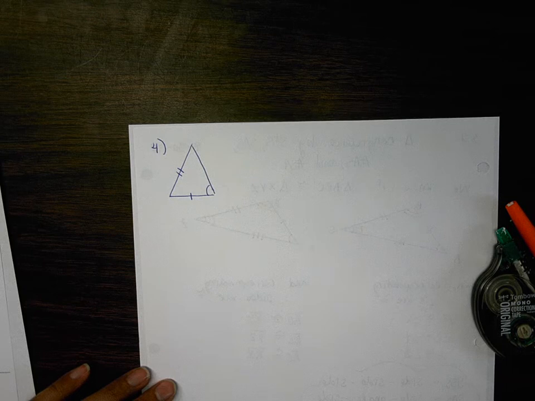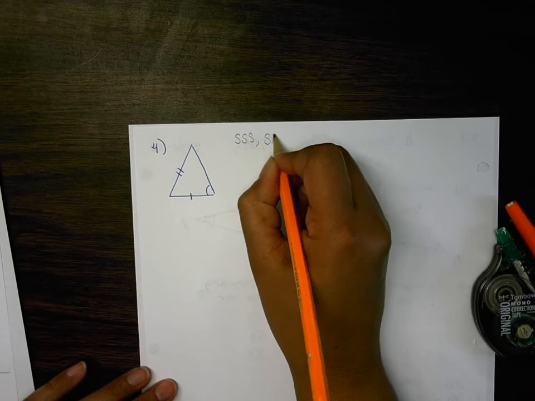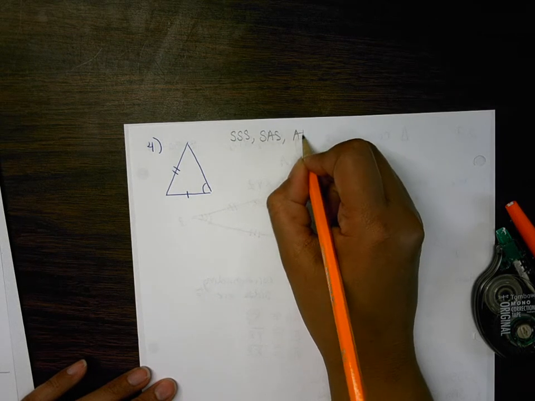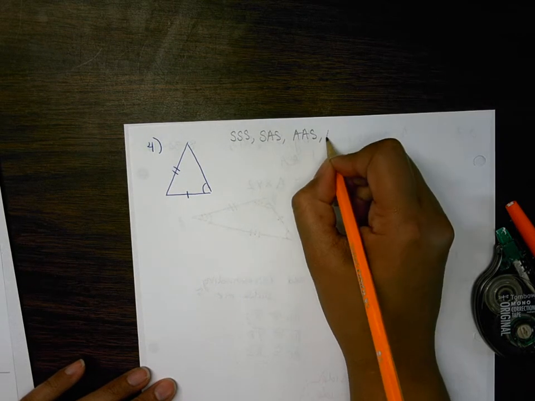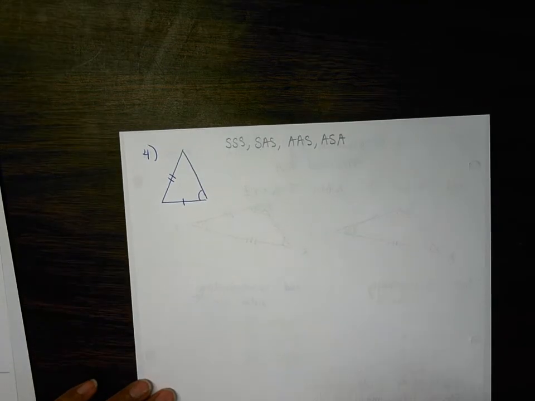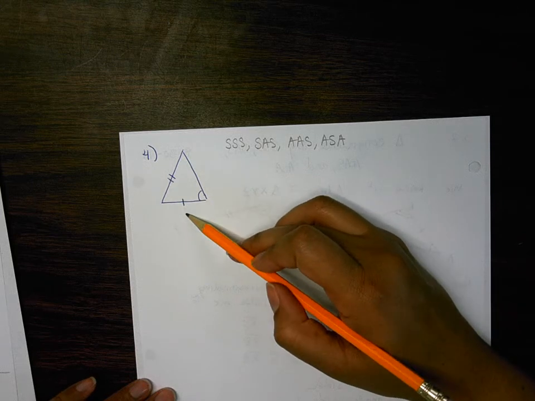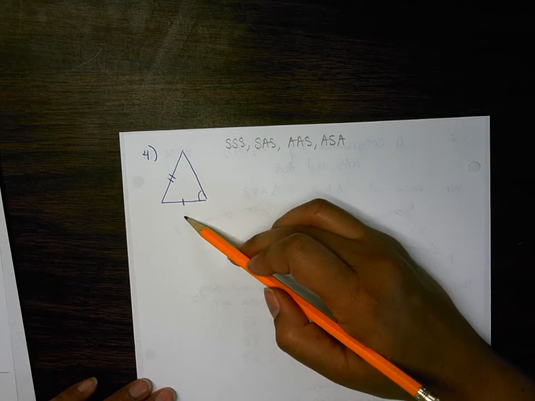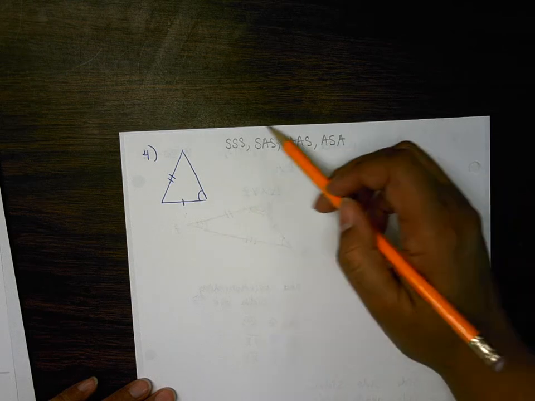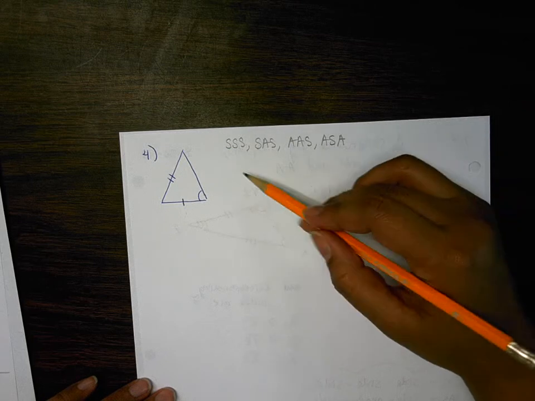All right, I'll just write it up here in pencil so you can see them. Our choices were SSS, SAS, AAS, and ASA. How many side markings do I have? Two. And how many angle markings? One. Up here, there's only one that has 2 sides and 1 angle. Which one is that?